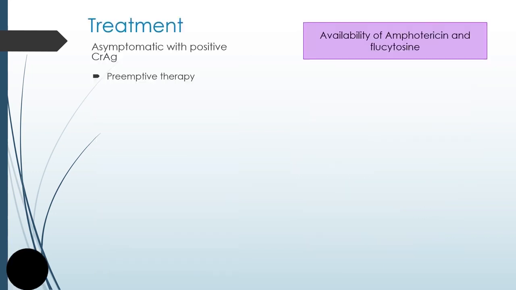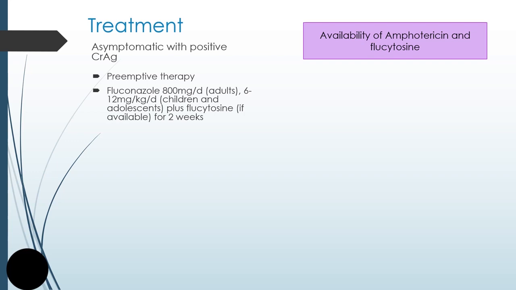Treatment is recommended whether the patient is asymptomatic or symptomatic. However, the treatment regimen slightly differs in both conditions. In a patient who is asymptomatic but with positive cryptococcal antigen, preemptive therapy is considered with high dose fluconazole in adults and in children 6 to 12 mg per kg per day, along with flucytosine if available for 2 weeks. However, flucytosine is not available in Pakistan. Hence, the amphotericin can be considered.